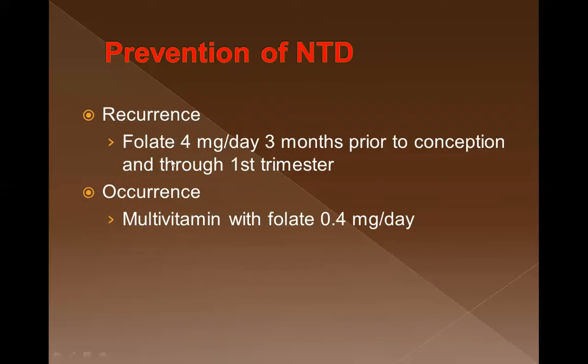First, for recurrence: folate 4 mg per day 3 months prior to conception and through the first trimester. For occurrence: multivitamin with folate 0.4 mg per day. As a prophylactic, the dose we give to all pregnant women is 400 microgram or 0.4 mg per day. While those who have recurrence or a risk factor for neural tube defect, we give them a high dose of 4 mg, but 5 mg is what is always available. We give it 3 months prior to pregnancy and through the first trimester.